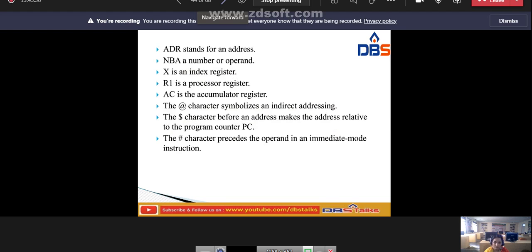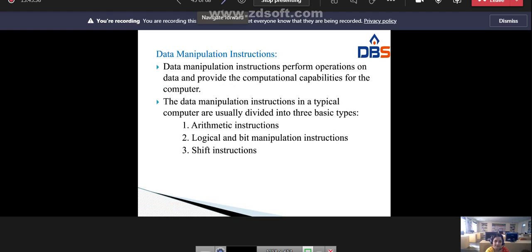Next, coming to data manipulation instructions. What is meant by data manipulation instruction? The data manipulation instruction performs operations on data and provides the computational capabilities for the computer. The data manipulation instructions in a typical computer are usually divided into 3 basic types: arithmetic instructions, logical and bit manipulation instructions, and shift instructions. These are the 3 types available in the data manipulation instructions.